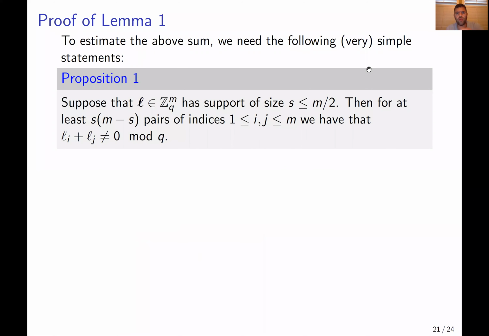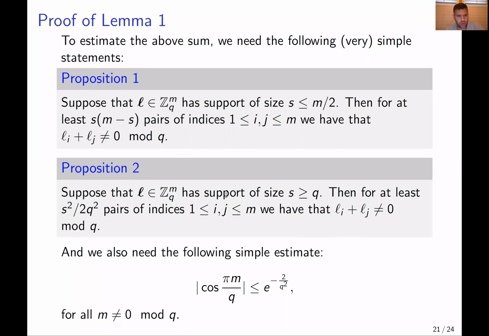And in order to estimate it, we need the following very simple statement. So I will tell you the propositions and then immediately their proofs to show that it's really simple. So suppose that L is some vector with support of size s at most m over 2. Then for at least s times (m minus s) pairs of indices, we have that L_i plus L_j is not 0 mod q, right? And this is clear because just imagine that I give you a vector with support of size s, right? So let's take the support, and the complement of the support. And clearly, if you take an entry from the support plus an entry not from the support, you get a sum which is not 0 mod q.